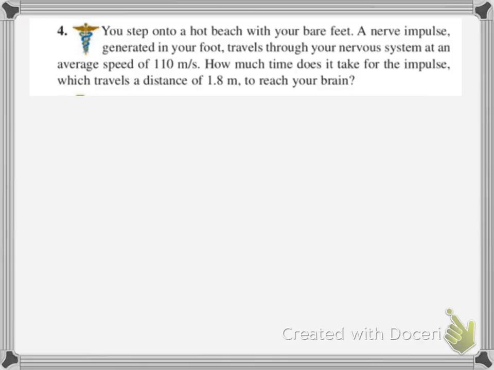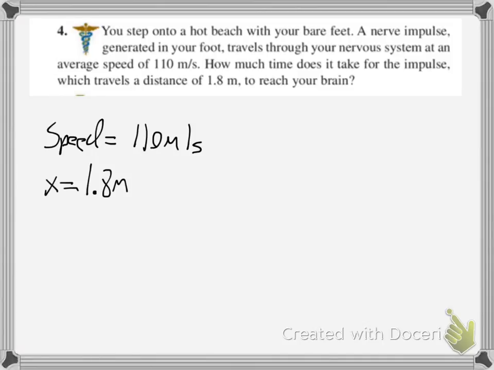Okay, so this problem says you step on a hot beach with your bare feet. A nerve impulse generated in your foot travels through your nervous system at an average speed of 110 meters per second. How much time does it take for the impulse, which travels a distance of 1.8 meters, to reach your brain? So they give us our speed of 110 meters per second, and our distance of 1.8 meters. So here the trick is to use our speed formula. We know that our distance is 1.8 meters and our speed is 110 meters per second, so we can calculate our time.